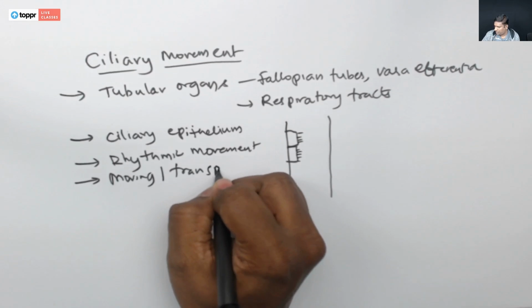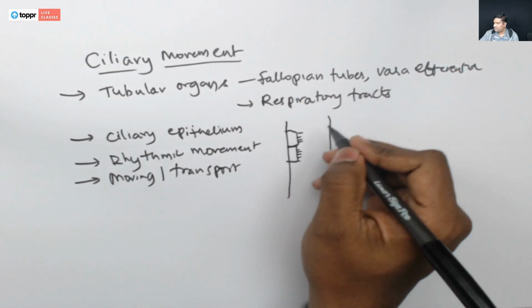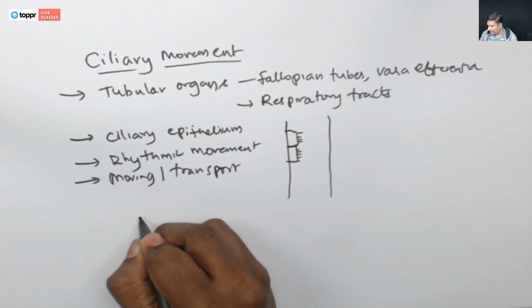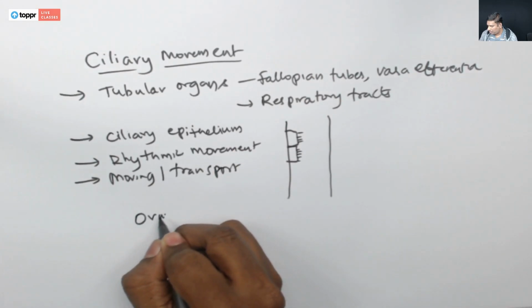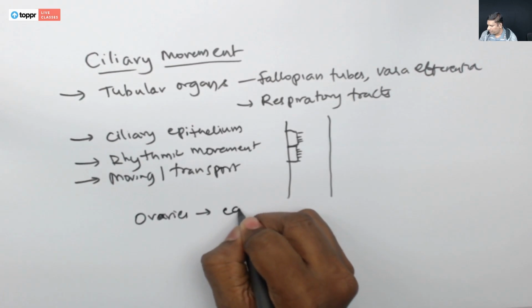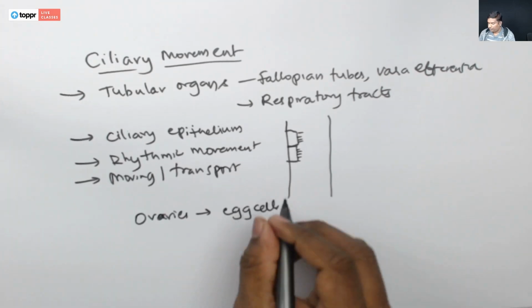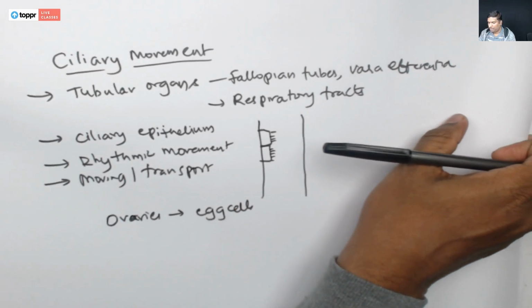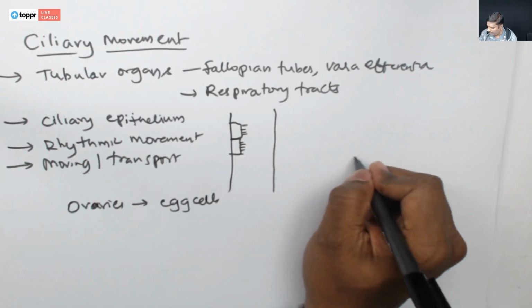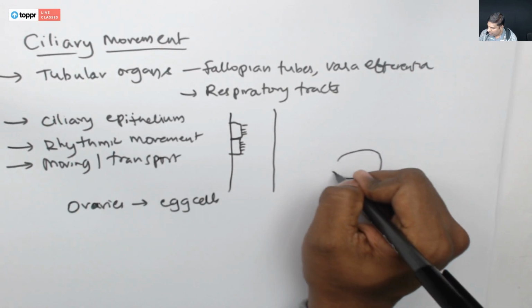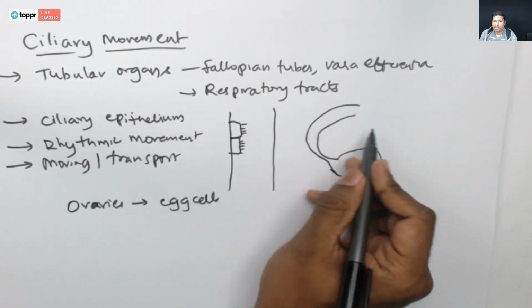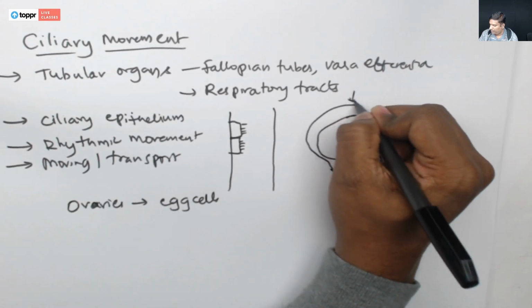For instance, take your egg cells. The ovaries produce egg cells. If you remember the structure of the female reproductive system, you basically have an ovary, and this ovary is connected to the fallopian tube. This is your fallopian tube.